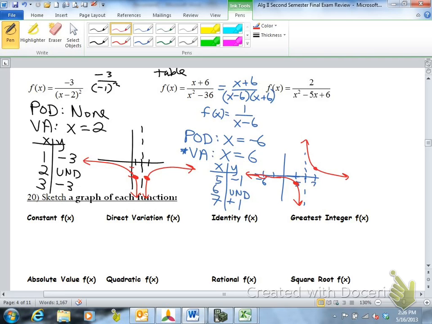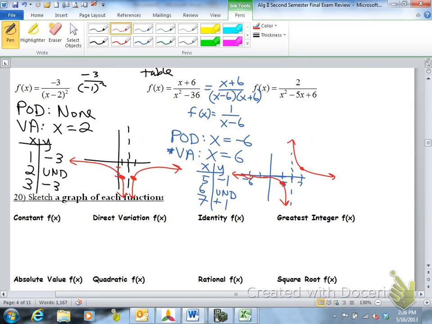And I'll give you a chance. See if you can do the next one. I'm going to have to erase some stuff to fit it on there. You are ready. So let's skip the next one.